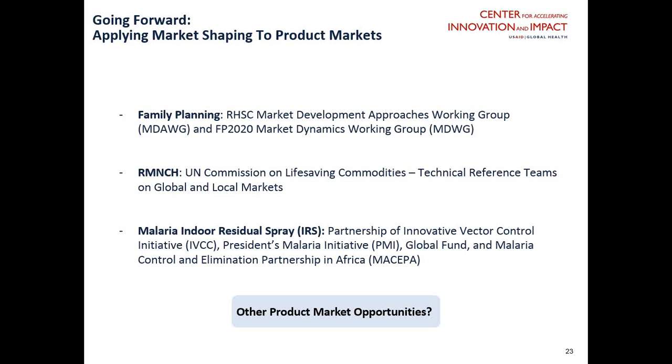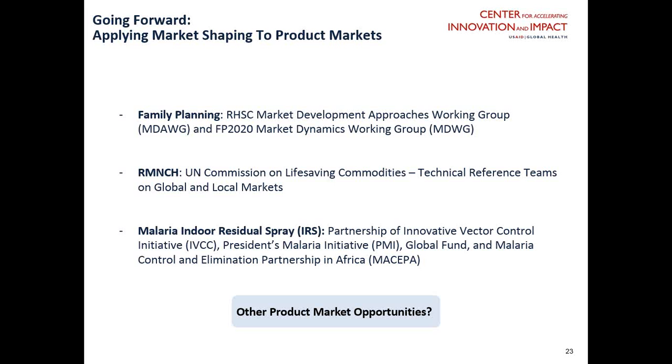And so how do we apply it to actual product markets? Well, I think in the family planning space, it's an exciting opportunity as we have the RHSC Market Development Approaches Working Group here, really looking at these opportunities in partnership with the FP 2020 Market Dynamics Working Group. In the reproductive, maternal, newborn, child, and health space, there's the UN Commission on Life-Saving Commodities and their working groups that are looking at market shaping at both global and local levels. And in the malaria space, with indoor residual sprays, as new generation products are being developed, there are partnerships being formed to similarly look at market shaping options.